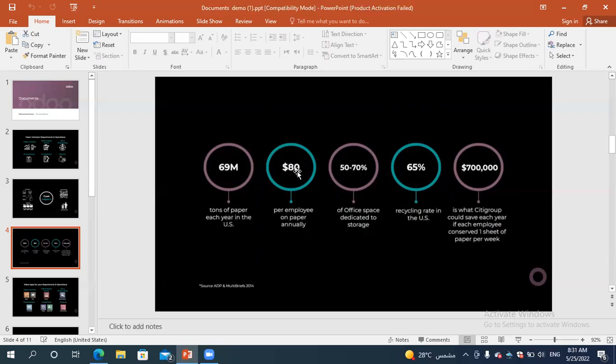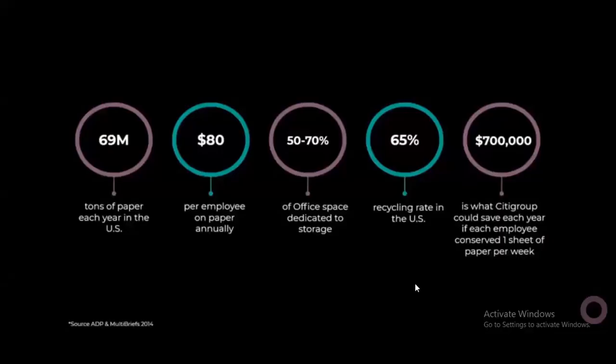And then if we talk about the KPIs, how this will affect you: you can save around $80 for each employee on the paper they use for their activities. Around 50 to 70% of office space is acquired by documents. And there is around a 60% recycling rate in the States.